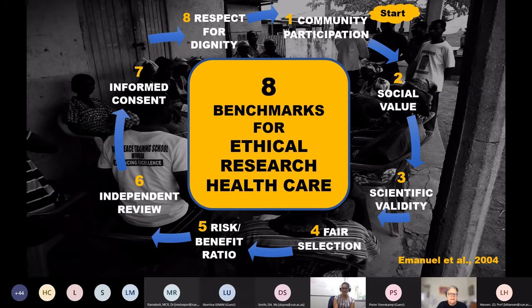Now, these are the 8 benchmarks that Emmanuel put forth. And although they kind of look as if they form a certain order, one can maybe deduce that, but also it's very much a to and fro process. Many of these happen within different stages of the research project.